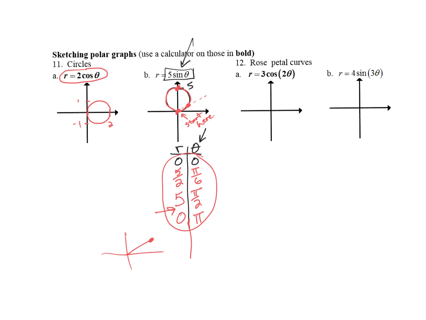Okay, so now let's go on to some other ones. Those are circles. How do we feel about circles? Let me see, 5 to 0, can you do these circles that are on the x or y axis? Okay, let's go to the rose petals then.